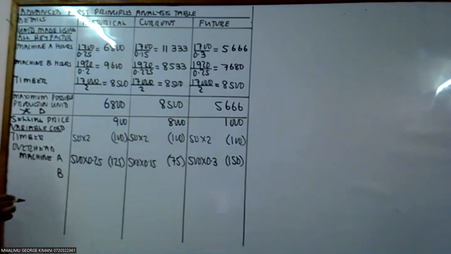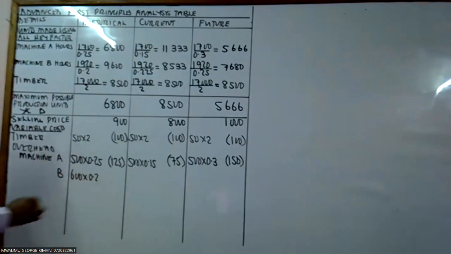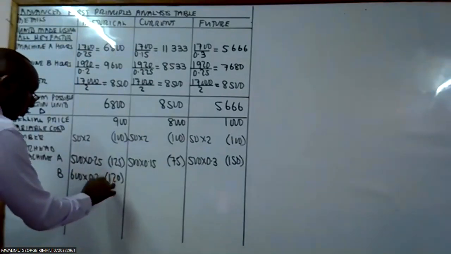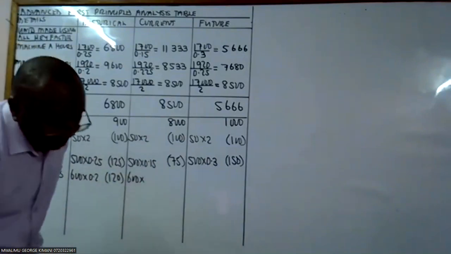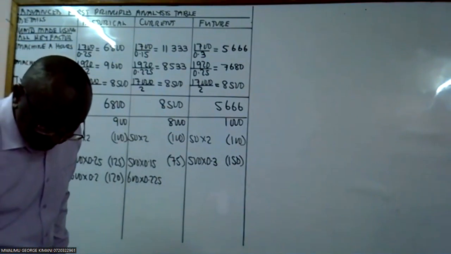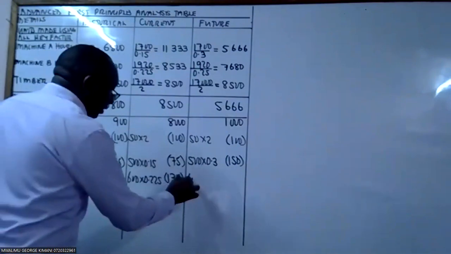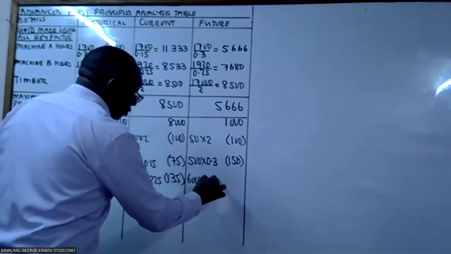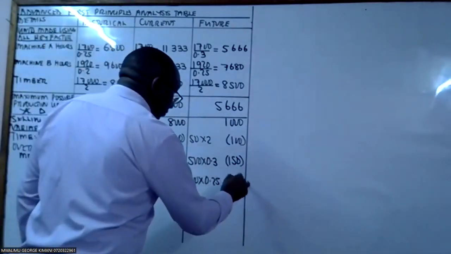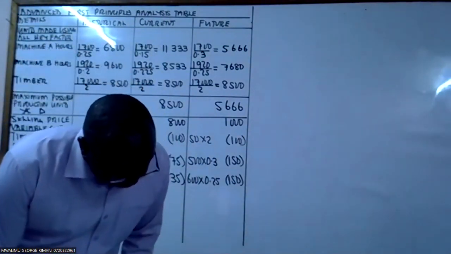Then for machine B, we have 600 at 0.2, the hours. So 600 times 0.2 is 120. Then 600 at 0.225 is 135. Then we have 600 at 0.25, $150. So those are the variable costs. I hope you are still following me. There is no any other variable cost.